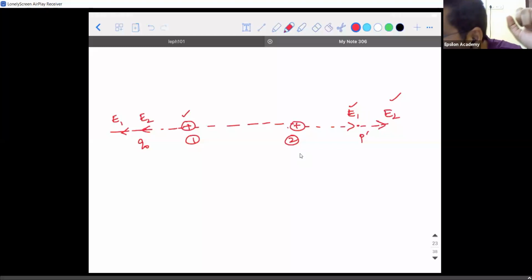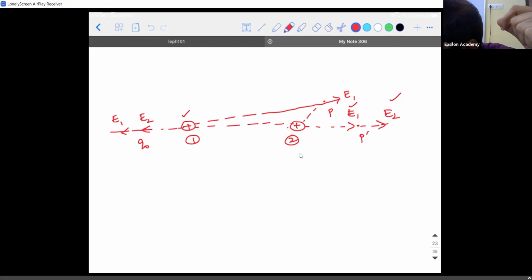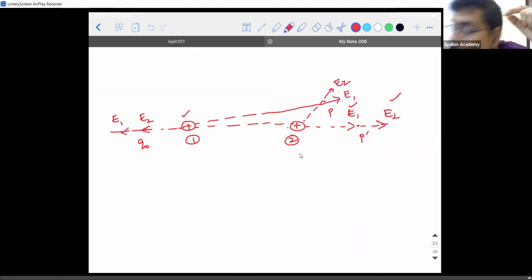If I take a point somewhere not on the axis of it, then what would have happened? If I had taken a point which is not on the axis, let's say this point is P. Now observe, guys. Due to the first charge, the electric field will be in this direction. Due to the second charge, the electric field will be in this direction, that is E2. Then the resultant of these two electric fields is going to be in which direction? That's what we need to answer.